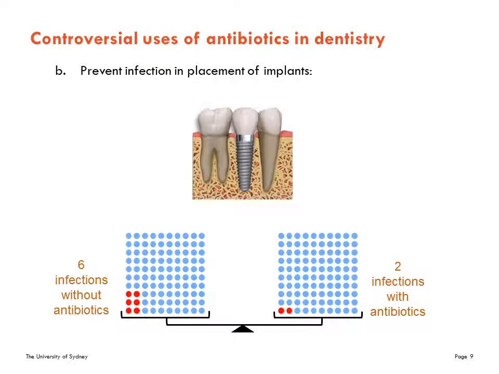Another example of controversial use in dentistry is to use antibiotics to prevent infection when we place implants to replace missing teeth. Because implants are a foreign body, if there is any infection in the surrounding bone, the implant will be rejected and the implant procedure will fail. Reports have indicated that out of 100 patients, 6 infections will result in failure of the implants without the use of antibiotic prophylaxis. But should we give antibiotics during the procedure, only 2 infections will result out of those 100 patients. So the debate is, do we or don't we prescribe antibiotics to prevent infection?